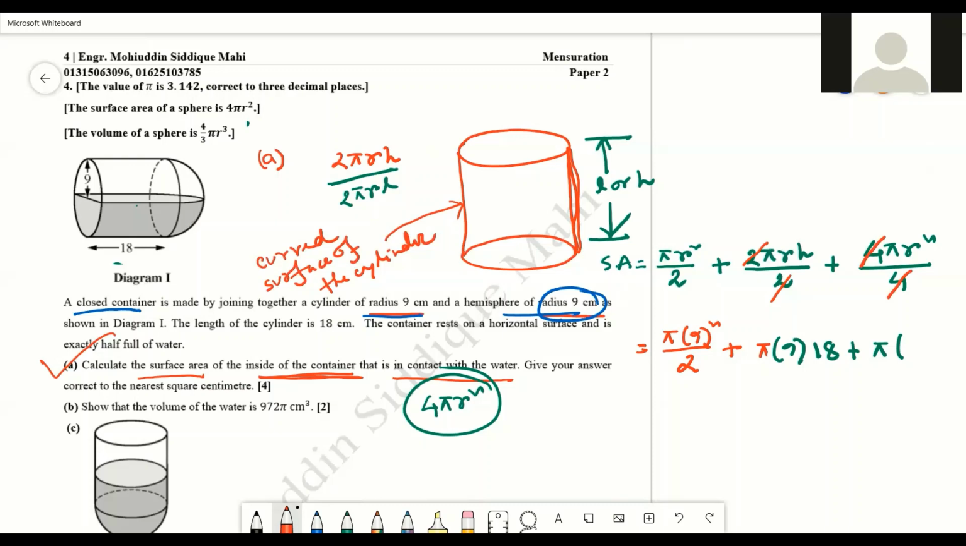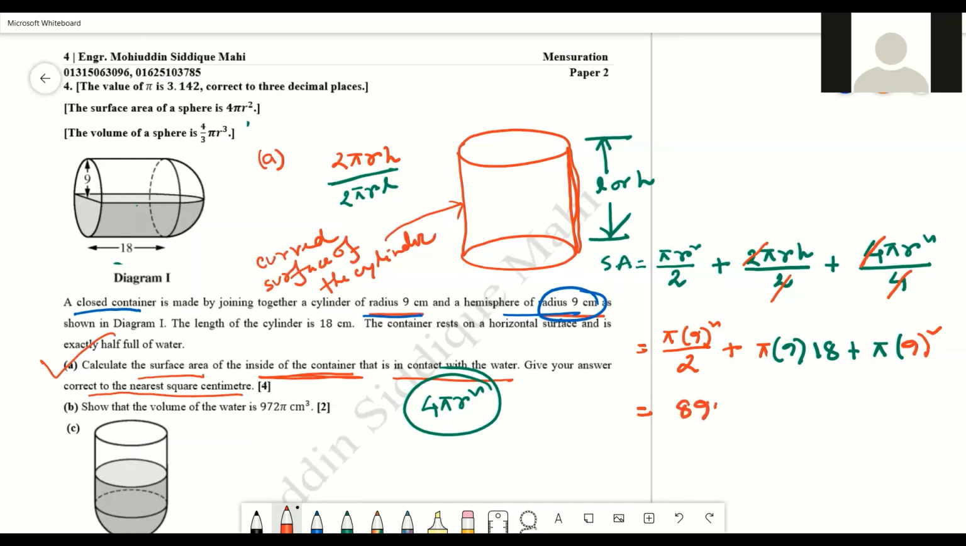Pi r square, radius is 9. Okay, so now from here you can calculate it. I've already calculated it, so I know the answer, and they have asked to find the answer correct to the nearest square centimeter. So the answer will be in decimal.